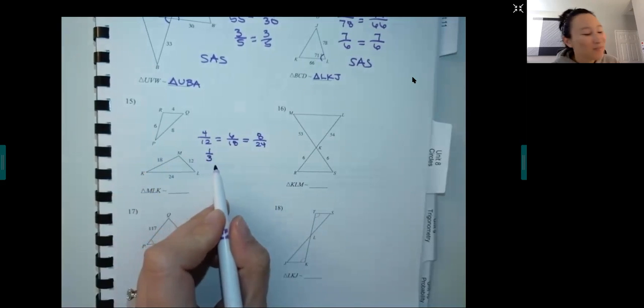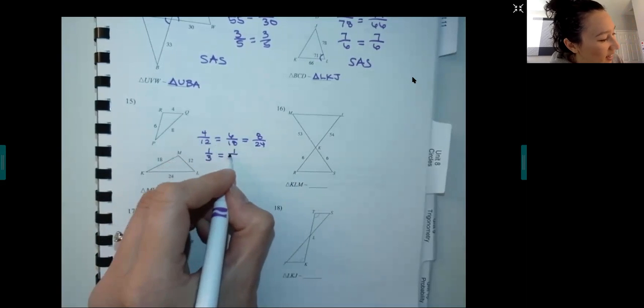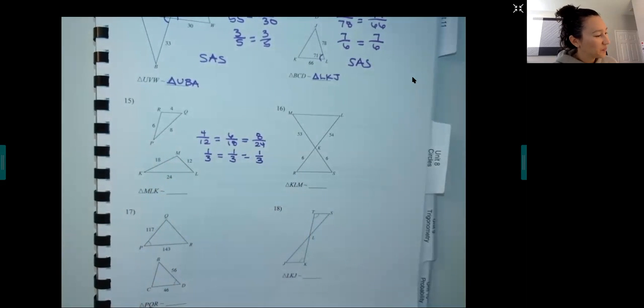No, not 1/2, I'm tripping. I know what you meant. 1/3. Yeah. And then 6/18 equals 1/3. Then 8/24 equals 1/3. And then they're all similar by side-side-side. Excellent.